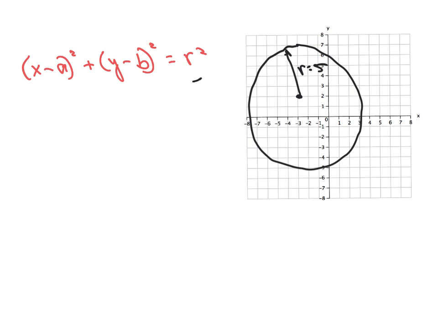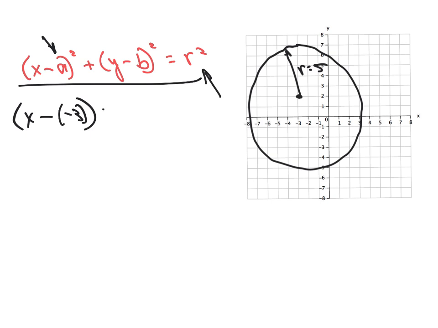Now, according to this formula, like I said, the a and the b represent the center of the circle, and the r represents the radius. So let's just plug in the numbers that they gave us. So we have x minus, what is the x value that they gave us for the center of the circle? They gave us negative 3. Plus y minus, what did they give us for the b portion, the y value? They gave us 2. And it says that the radius is 5. So all I did was replace the letter with the number they gave us, the letter with the number, and the r here with the 5.